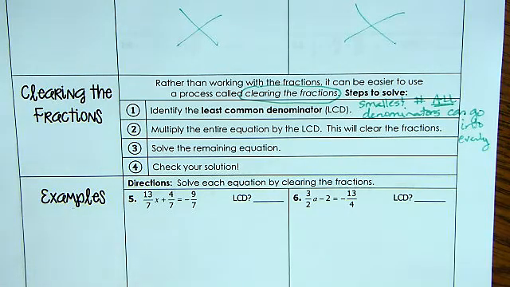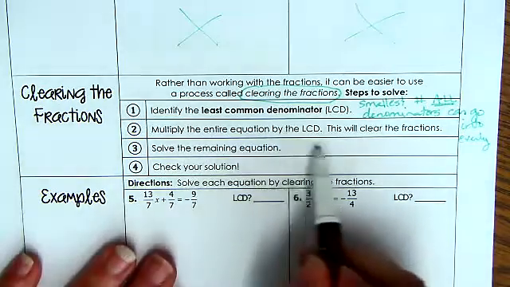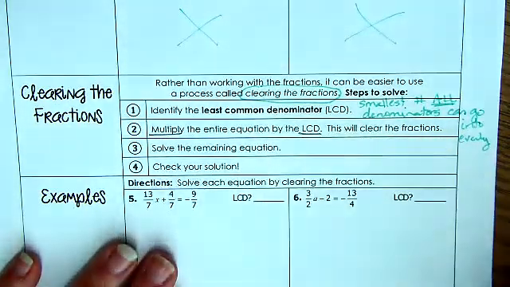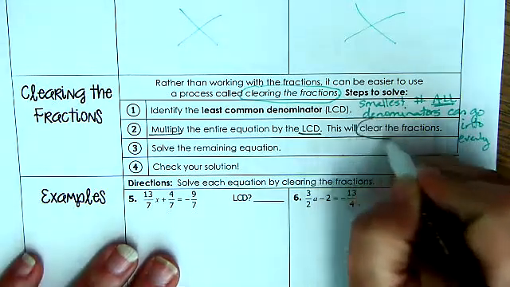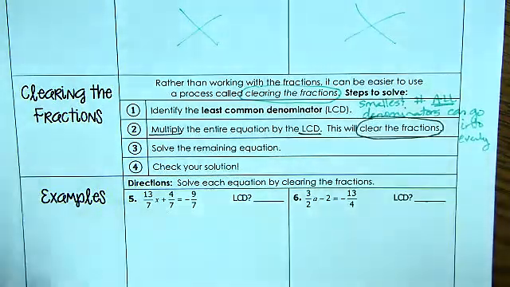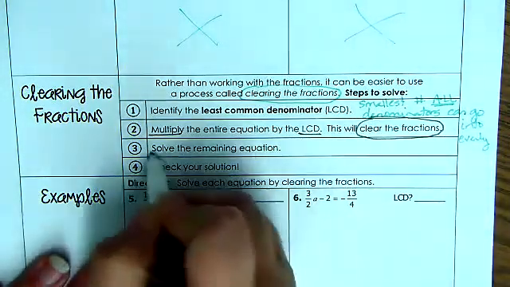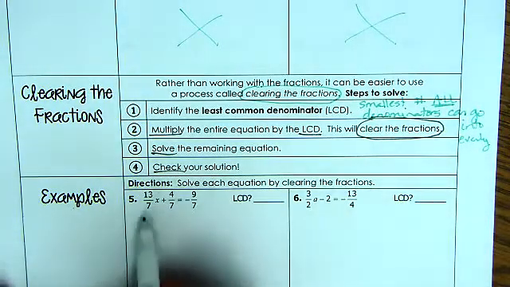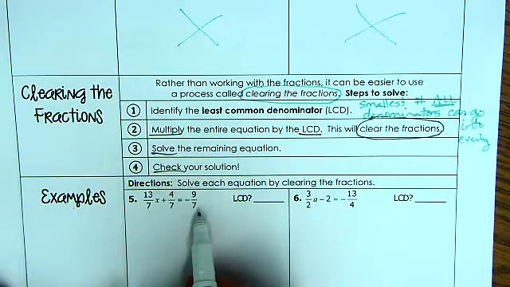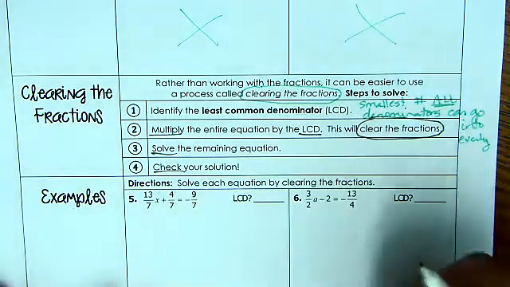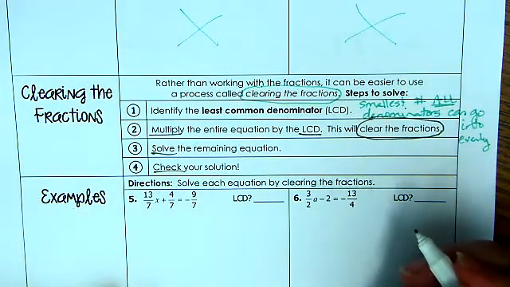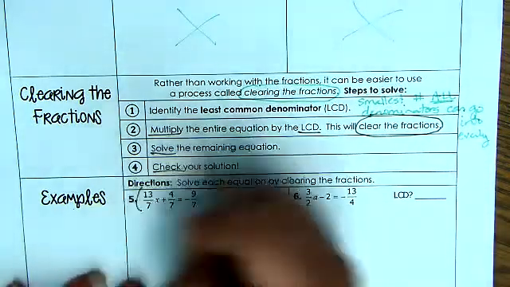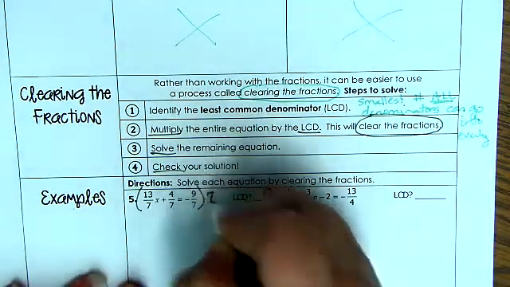Then we multiply the entire equation by the LCD, and this will clear the fractions. It'll get rid of the fractions. Solve, and then check. All right, so let's do number 5. Well, it's very nice in the fact that it provides me with the LCD. All of them can go into 7. So we would just multiply. My LCD is 7, so we multiply the entire equation times 7.